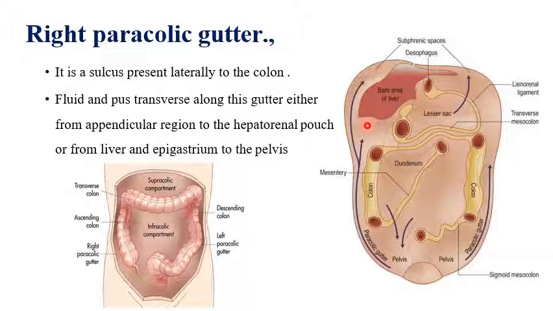Hepatorenal pouch से वहां तक जा सकता है, या फिर लिवर और एपिगैस्ट्रियम से ये इस डायरेक्शन में होता हुआ पेल्विस तक आ सकता है. In both the directions it can go. So that is why this is important, because infection can travel in both the directions.